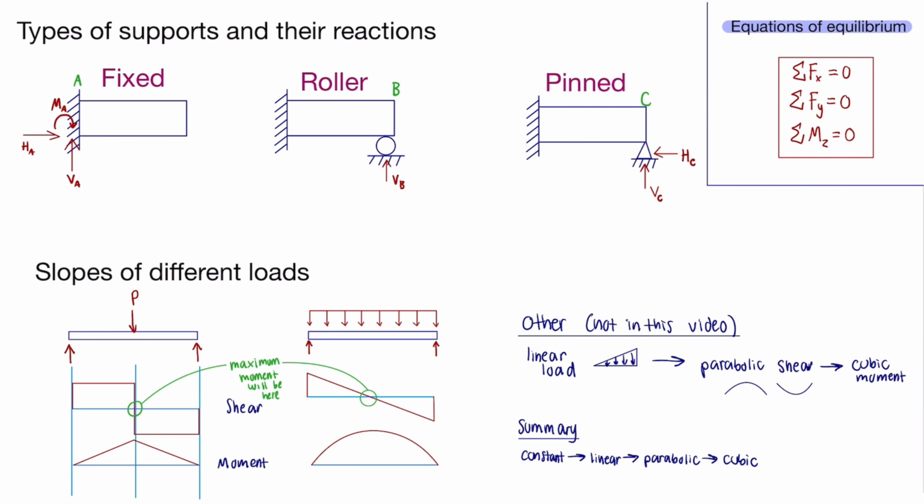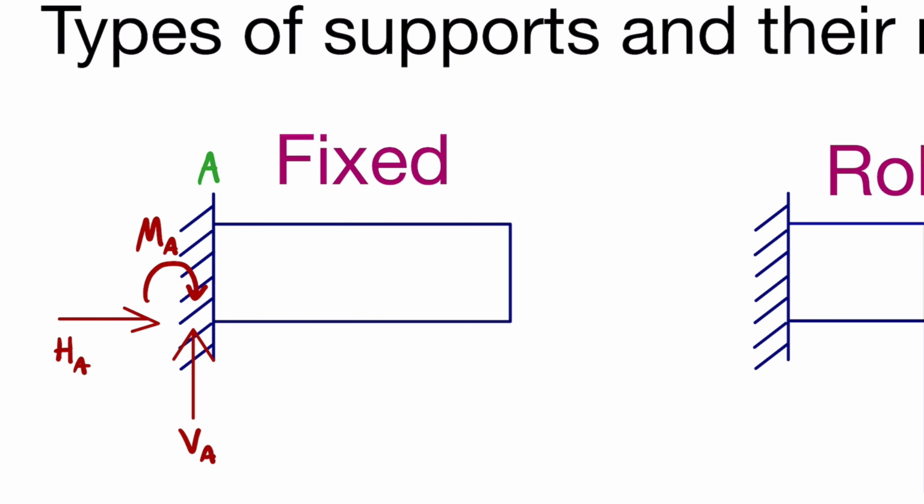The next thing that we need to know are the types of supports and their reactions. Here I will show three types of supports. The first one being the fixed support. A fixed support will most likely show up like a bunch of diagonal lines, showing that it is fixed at that specific point. That means that point is not going to be able to move in any direction or rotate, which means we are going to have a reaction force in the vertical direction and a reaction force in the horizontal direction, as well as a moment at that point.